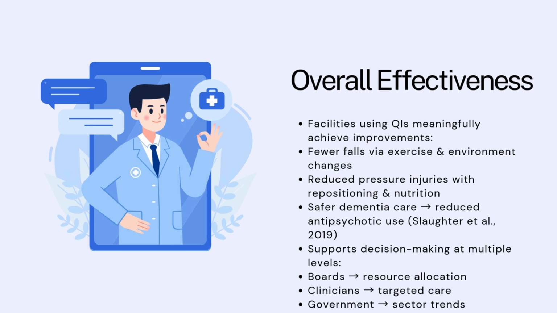The tool also supports decision making at multiple levels. Boards and executives can allocate resources more effectively, for example, by investing in nutrition support if weight loss is identified as a concern. Nurses and care staff can use quality indicator data to target residents most at risk. And policymakers can track national trends and adjust regulation or funding accordingly.